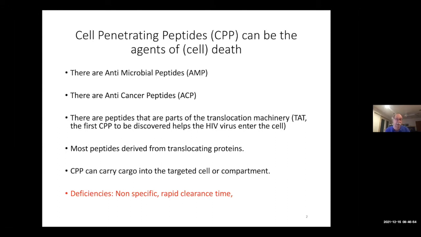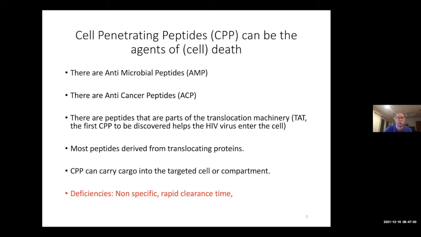Given a particular CPP, we can also use it to carry certain cargo into the cell, and that is one of the ideas by which people are using CPPs to try to cure cancer, with peptides that aim at cancer. They get into the cell and then deliver something that will damage or kill the cancer cells as well. The deficiency of using CPPs, and there isn't even a single CPP approved by the FDA as a drug, is that in many cases they're non-specific. They don't really go into the particular type of cell that we are interested in.